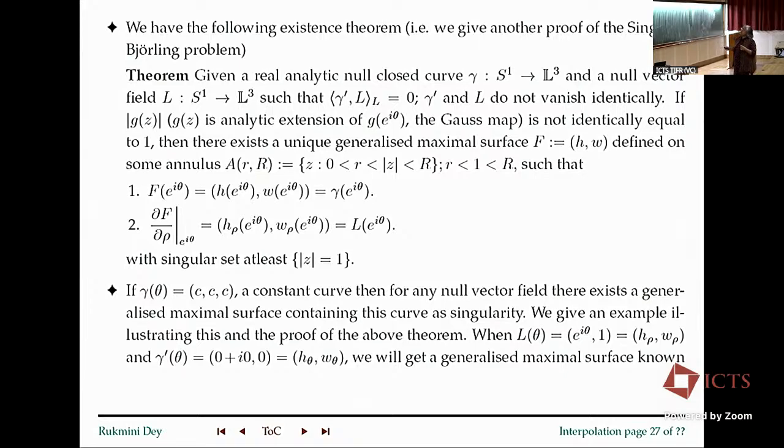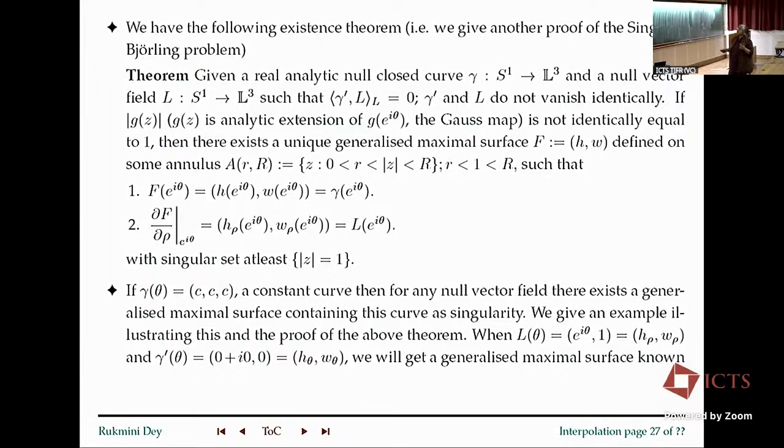If mod Gz, that is the real analytic extension of the Gauss map, is not identically equal to 1, then there exists a unique generalized maximal surface defined on some annulus, such that e to the I theta goes here, and del f del rho at e to the I theta goes here, with the singular set at least mod z equals to 1. So basically, this entire thing is a point. So gamma theta is a singular curve.